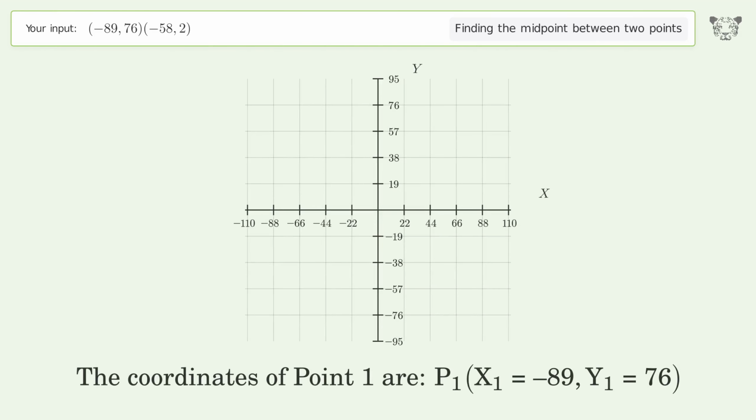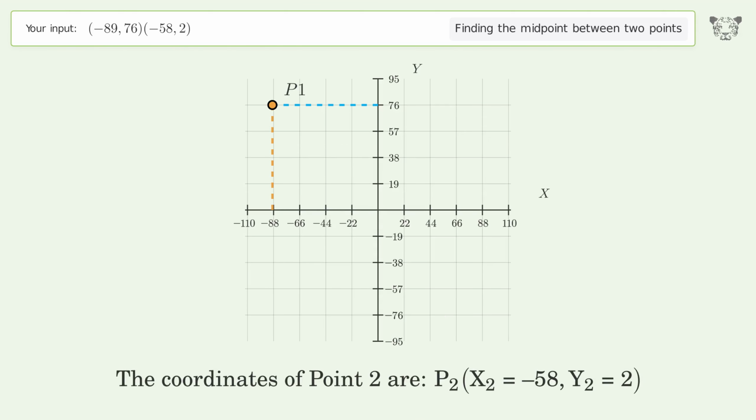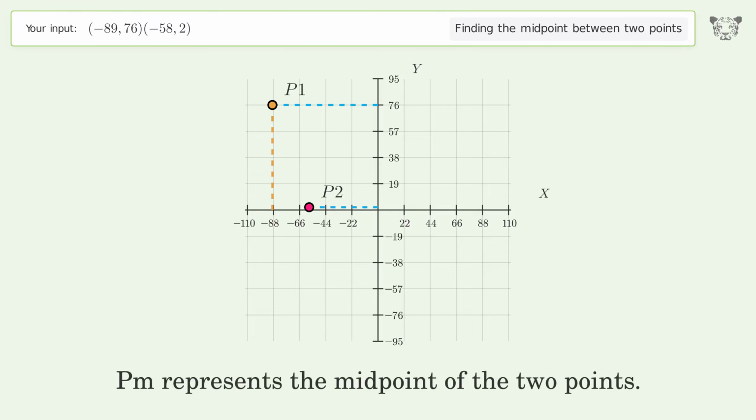The coordinates of point 1 are x1 equals negative 89, y1 equals 76. The coordinates of point 2 are x2 equals negative 58, y2 equals 2. PM represents the midpoint of the 2 points.